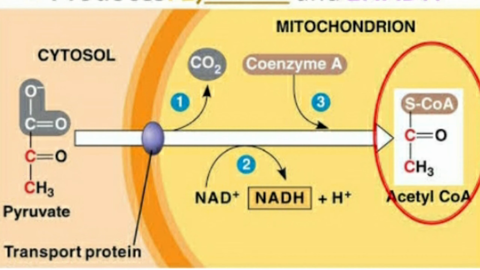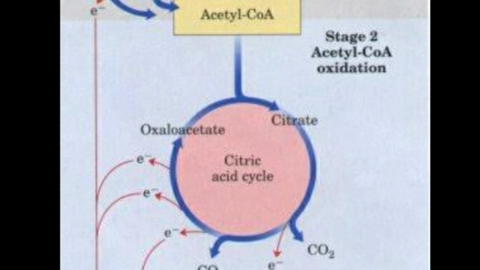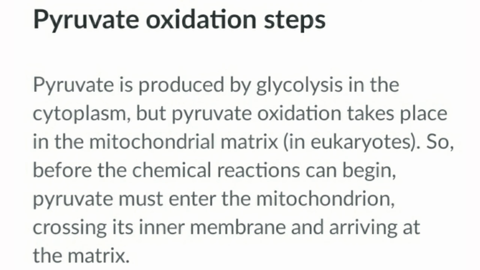What is the use of acetyl coenzyme A? Acetyl coenzyme A acts as a fuel for the citric acid cycle in the next stage of cellular respiration. Next, we shall discuss the steps of pyruvate oxidation, children.